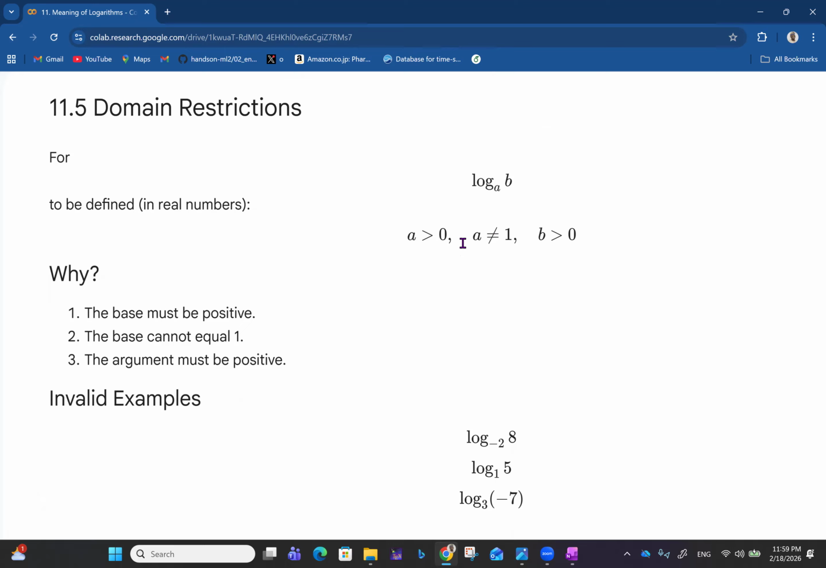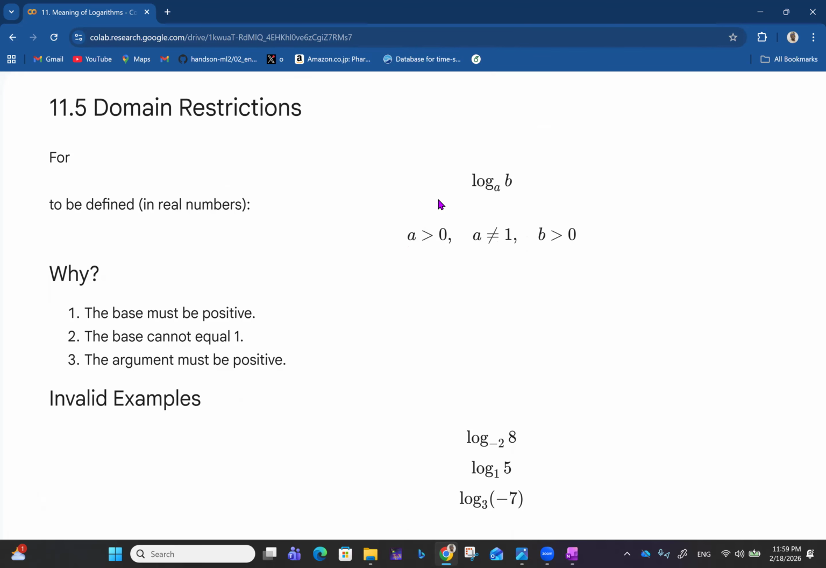So these three conditions are restrictions on any kind of logarithm you come across. The base is positive, the base is not 1, and then b is greater than 0. So if you want to combine the first two together, you can say a is greater than 1. So if you combine these two conditions, we say a is greater than 1. So a can then be 2 upwards.